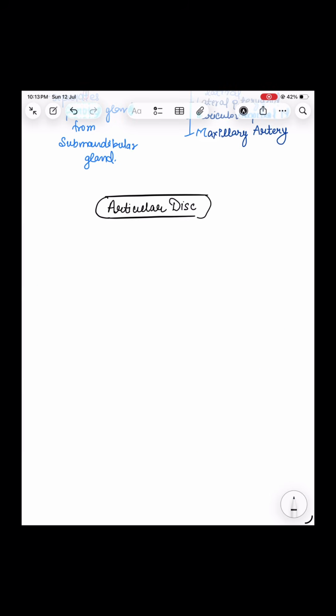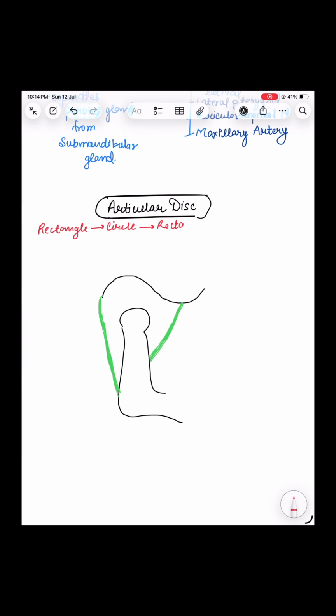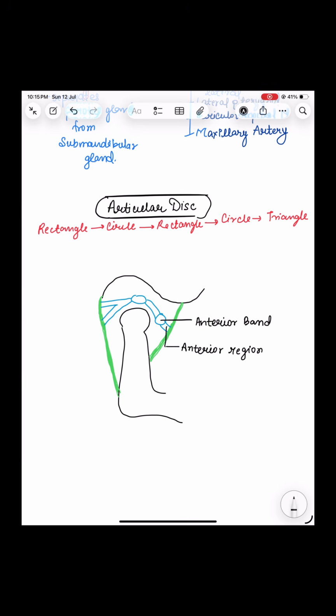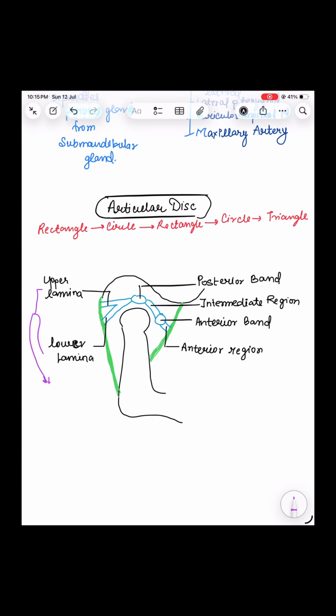Now, I want you to draw a rectangle, circle, followed by again a rectangle, circle, and a triangle. And this is how you remember the parts of the articulating disc, which are the anterior region, anterior band, intermediate region, posterior band, upper and lower lamina containing plexus.